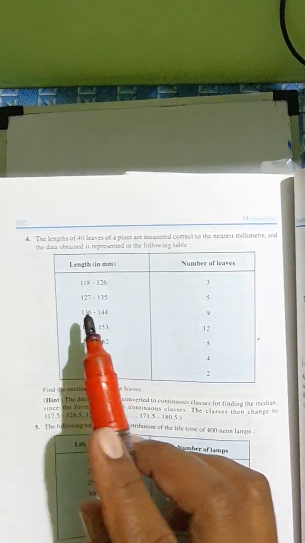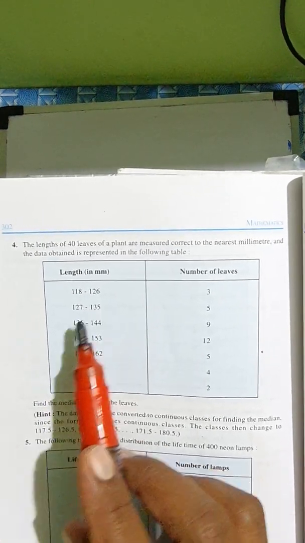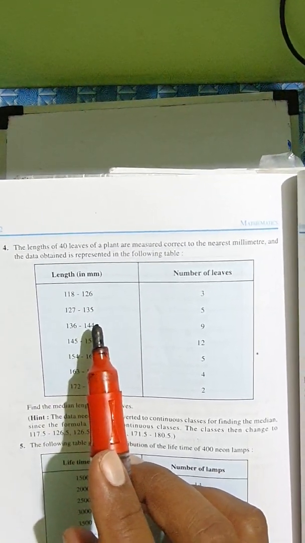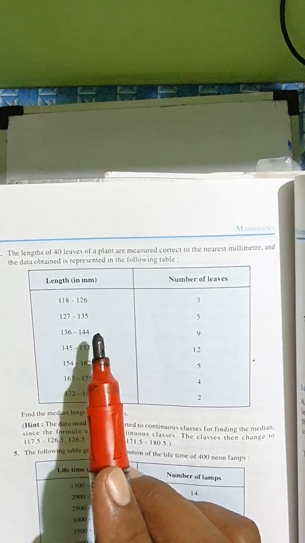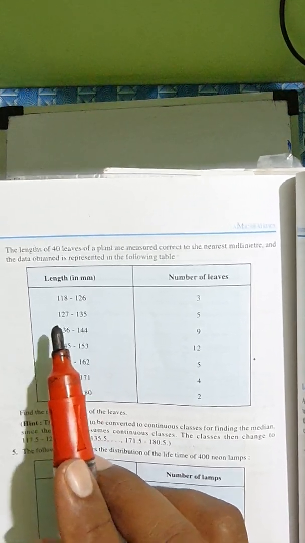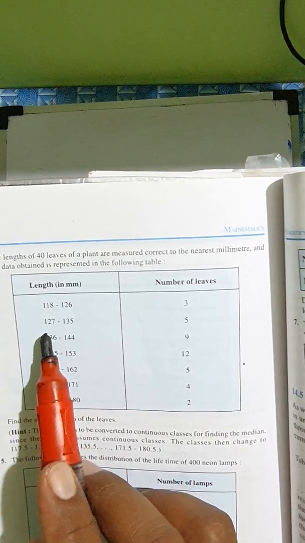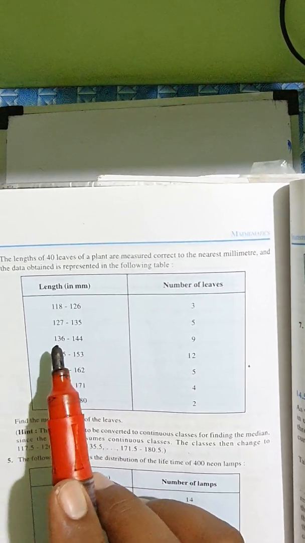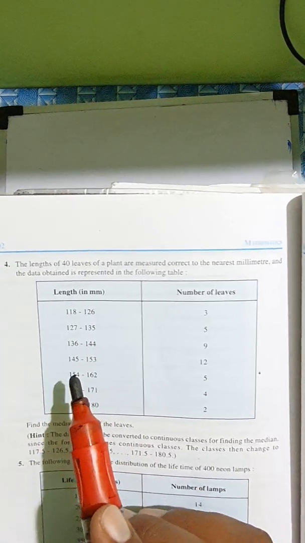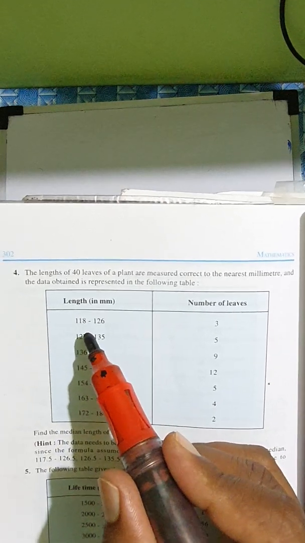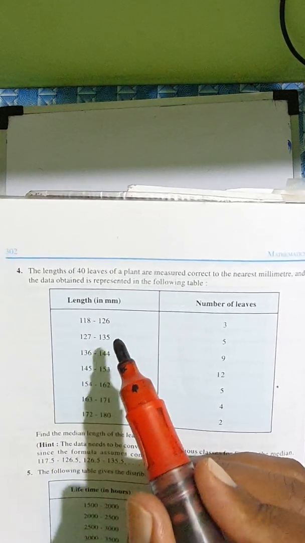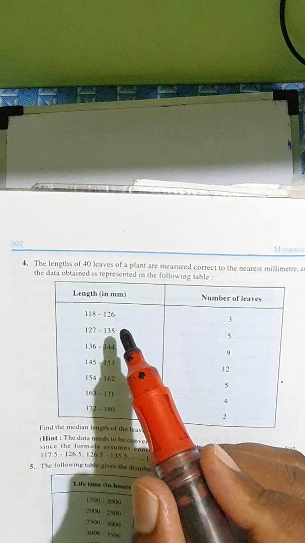So here you can see 118 to 126, then 127 to 135. So this is not a continuous frequency distribution; we have to make it continuous. After 126 it's not 126 coming, it's 127, so that's why we need to make it continuous. What you have to do is subtract 0.5 from the first number and add 0.5 to the second number. So 118 to 126. I'll just write it here first.